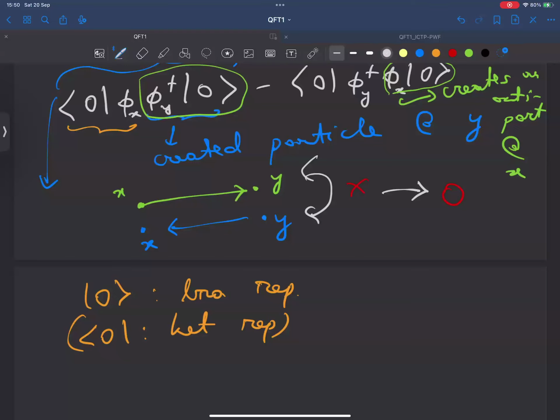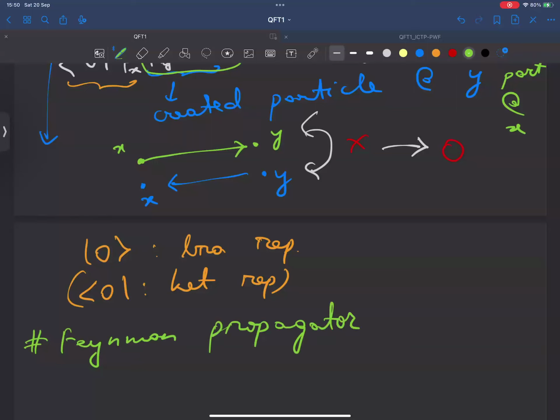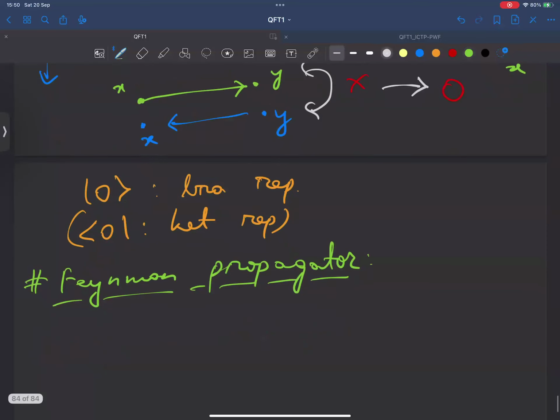Thank you. Now, for the remaining 20 minutes or so, let's move on to the Feynman propagator. This is where we will now introduce time ordering, which was a comment in the chat. So for that, let's understand what time ordering is.